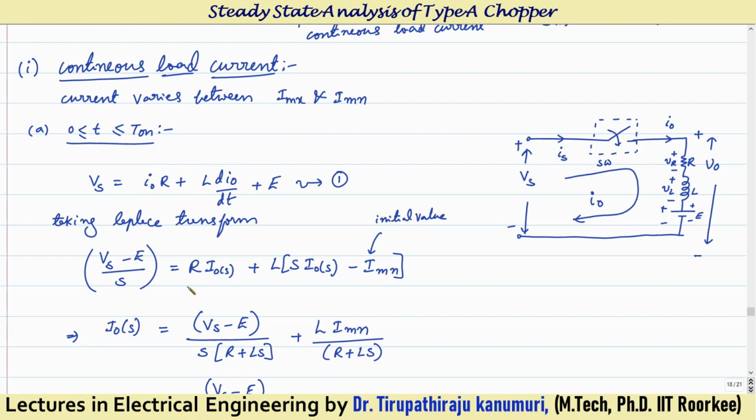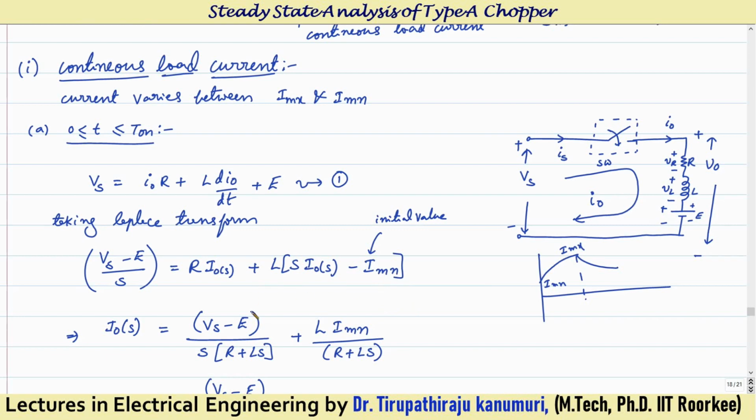So taking the Laplace transform, this E I am bringing to the other side, it will become Vs minus E divided by S, equal to R into I0 of S, plus L into S into I0 of S, minus the initial value of the current. What is the initial value of the current? Because we know the current is varying from some minimum value to the maximum value. So this is my I minimum value. So it is varying up to some I maximum value. Again it is decaying. So it is varying from minimum value to maximum value. So initial value is Imn, so I have substituted Imn.